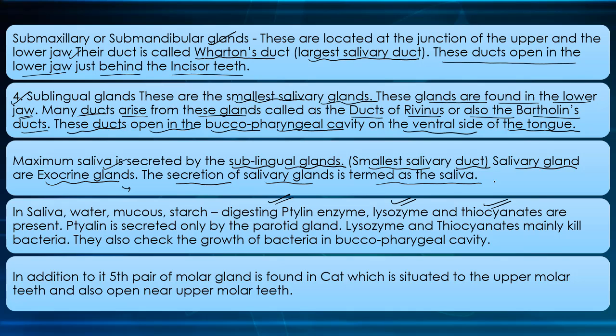The saliva consists of water, mucus, starch, and different digestive enzymes. These digestive enzymes help in the chemical breakdown, along with the mechanical breakdown. The mechanical breakdown is carried out by the teeth through the process of mastication. Understood? And the chemical breakdown is done by enzymes like ptyalin, along with lysozyme and thiocyanate.